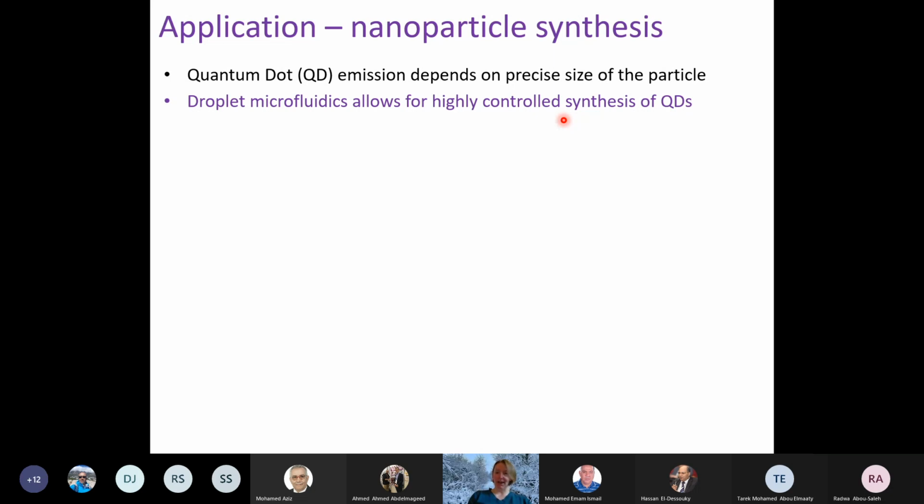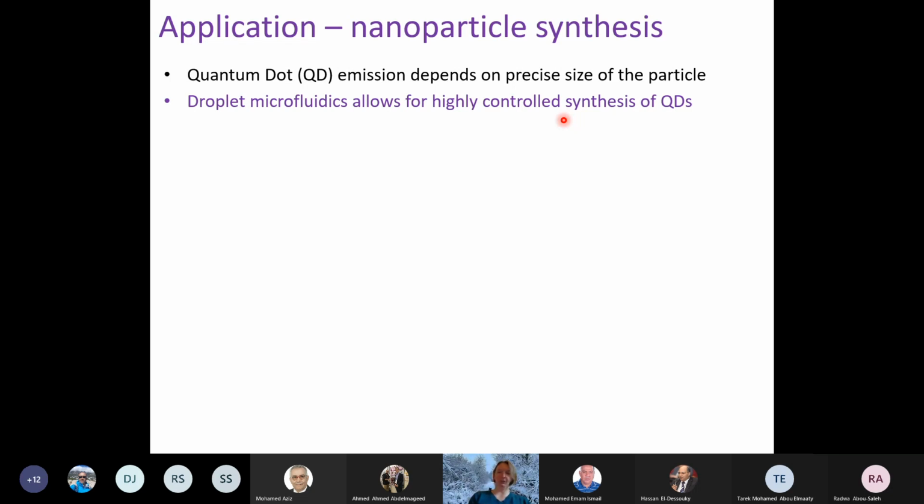Droplet microfluidics allows for that highly controlled synthesis of quantum dots that is very, very hard to do in the laboratory on the large scale. So obviously people can do it, but your reaction has to be very precise. The person doing it has to really understand what they're doing in terms of the chemistry and the reaction.